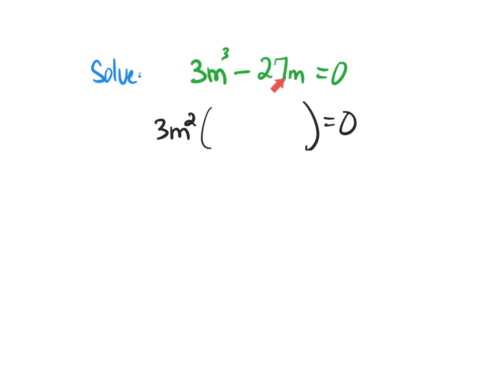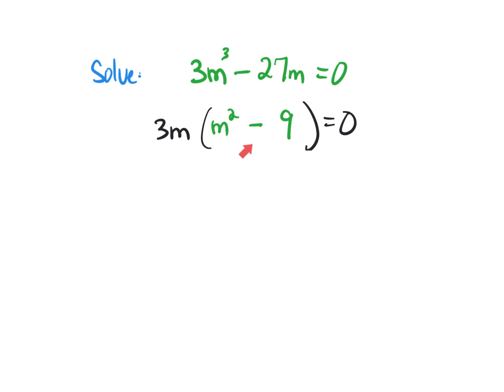The greatest common factor for each of these will be 3m. Not 3m squared, just 3m, because the biggest power of m in this term is just m to the 1. So, what remains after we factor out 3m? What would you have to multiply 3m by to get each of these terms? m squared minus 9 is the answer.